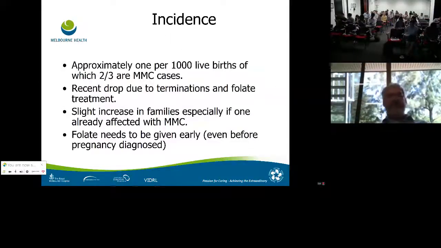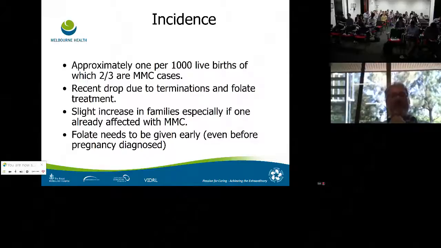There has been a recent drop in incidence, due to terminations to a greater extent, and folate treatment has been found to have some degree of success, but only a relatively mild degree, because most of the folate is needed very early in the pregnancy, often before pregnancy has been diagnosed.